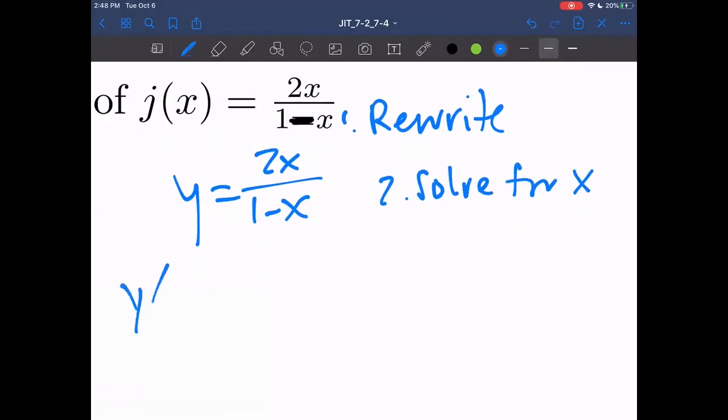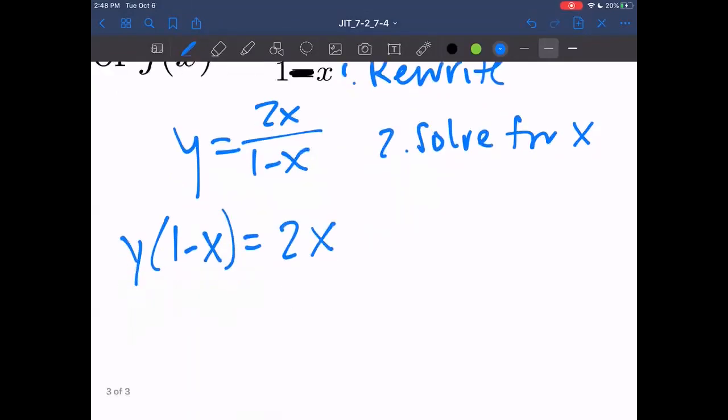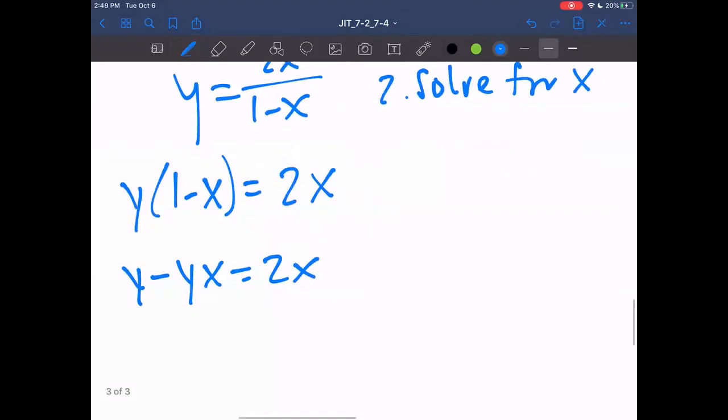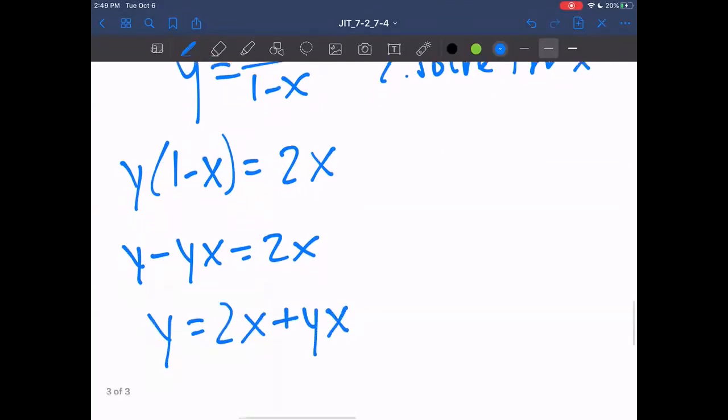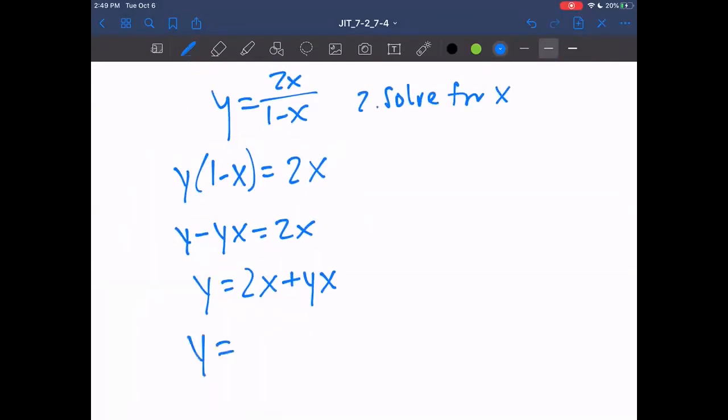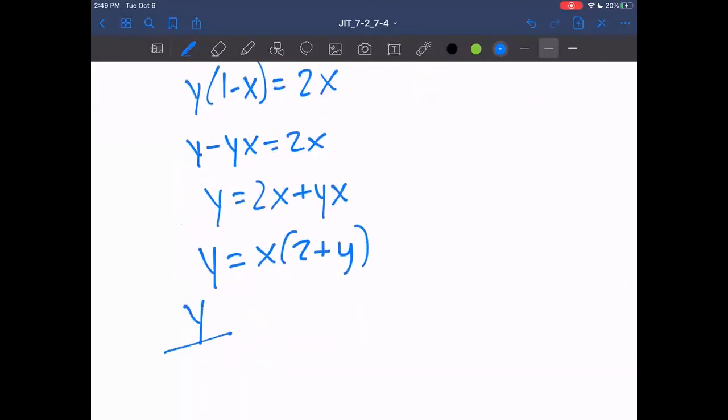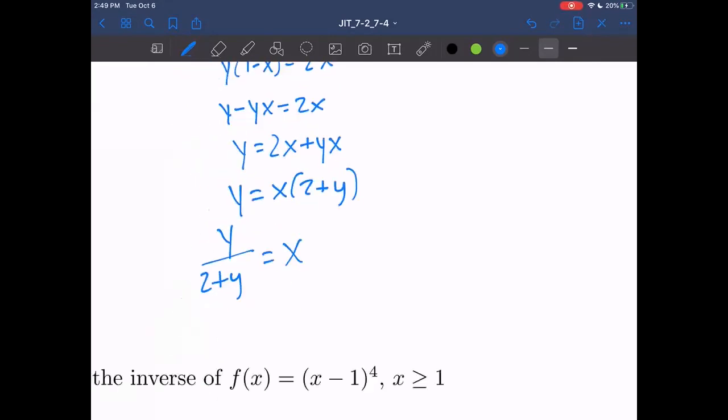So we'll multiply over, so we get y times (1 minus x) is equal to 2x. Distribute. And then we'll gather all the x terms on the other side. Factor out an x. And divide to get x by itself. Okay, now I'll swap x and y. So we get y equals x over 2 plus x.